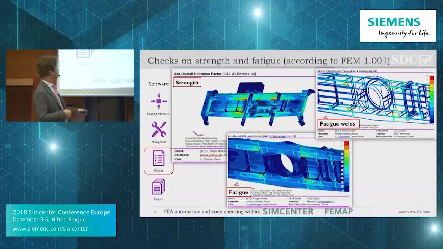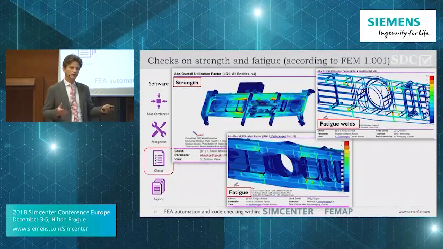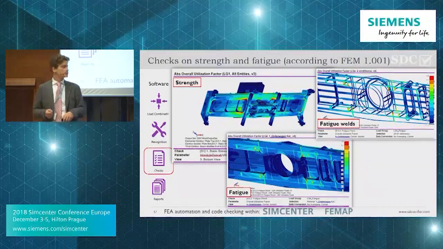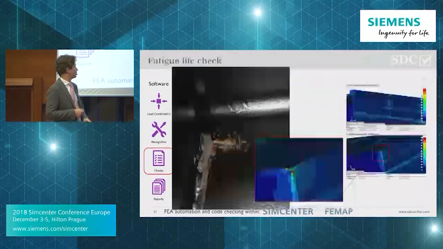But if you compare that for fatigue, you see something completely different. You see all these weld situations popping up. And if you only plot the welds, for example, you can get a nicer overview directly. Okay, where do I expect fatigue problems?